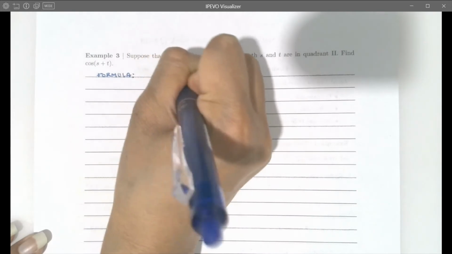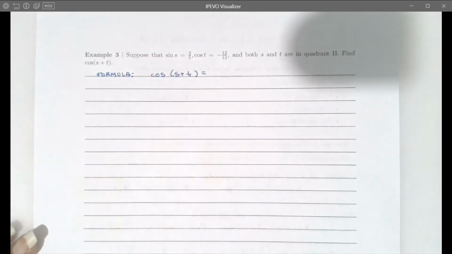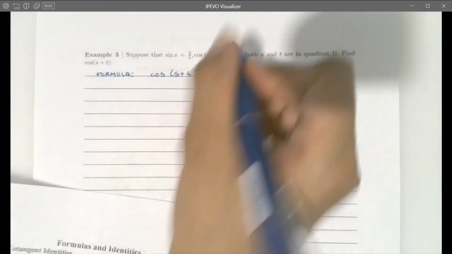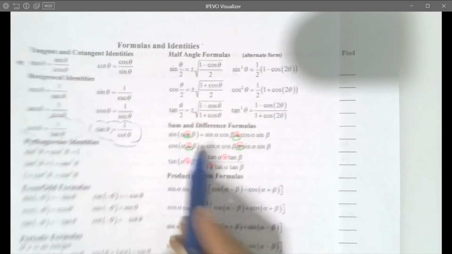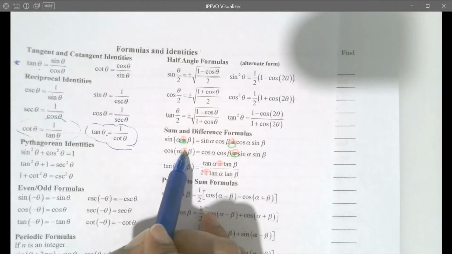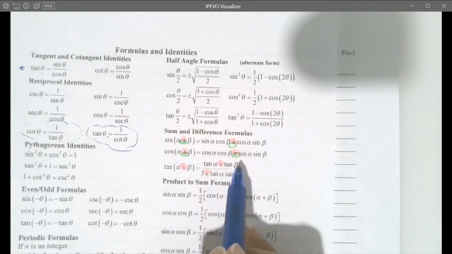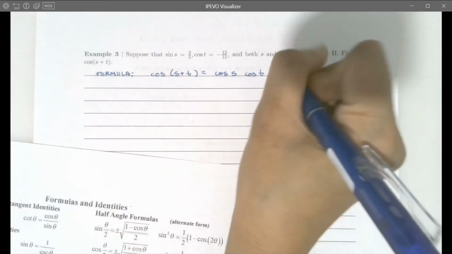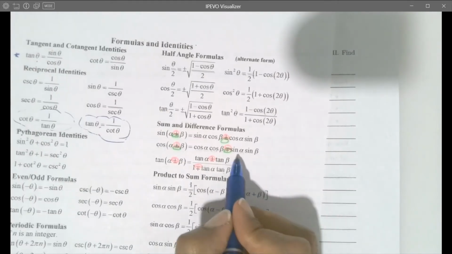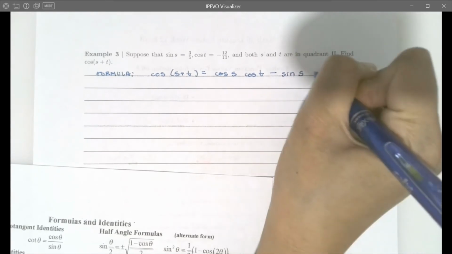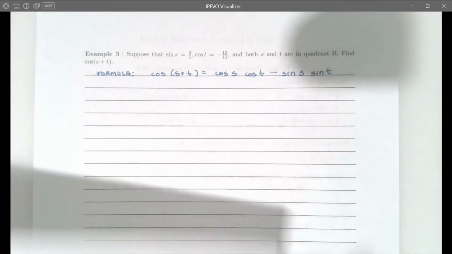Cosine of s plus t is equal to cosine of the first variable, so that would be cosine of s in our case, times cosine of the second variable, that would be cosine of t in our case. Now, because we chose the top symbol, which was a plus, on the left-hand side, we have to choose the top symbol on the right-hand side as well, which is a minus. So we have minus, and then sine of a times sine of b, so that's sine of the first variable, which is s, times sine of the second variable, which is t.